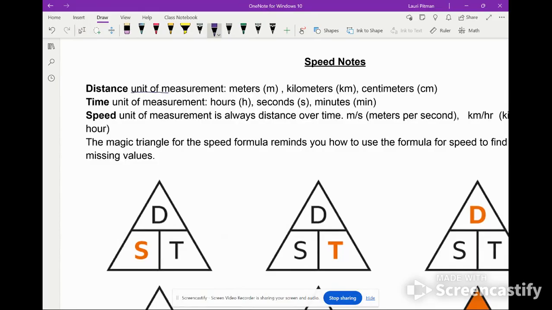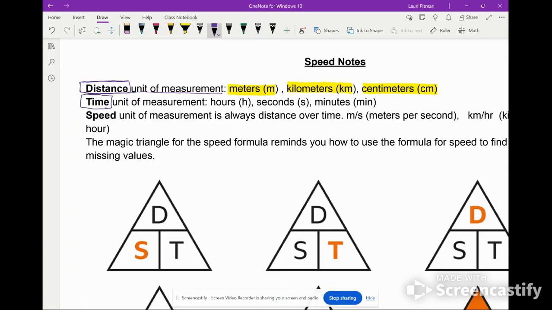Those words, unit of measurement, just tell us how we're measuring something. For example, we have distance here. We could measure it in miles. We could measure it in feet. But usually in science, we have one of these three things. Usually you're going to see meters, kilometers, or centimeters used to measure distance in science. Okay? You may see miles, you may see something different, but these are the three that you usually see.